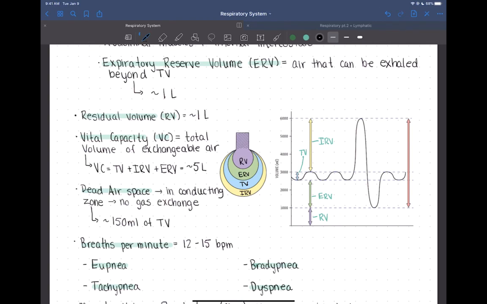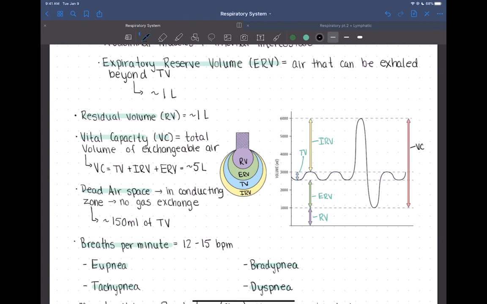Okay, and then if we add together all of the air that can be used for gas exchange, all of the exchangeable air, that would be our vital capacity. This orange here is vital capacity. That's if we add together our tidal volume, our inspiratory reserve volume, and our expiratory reserve volume. That is the vital capacity.